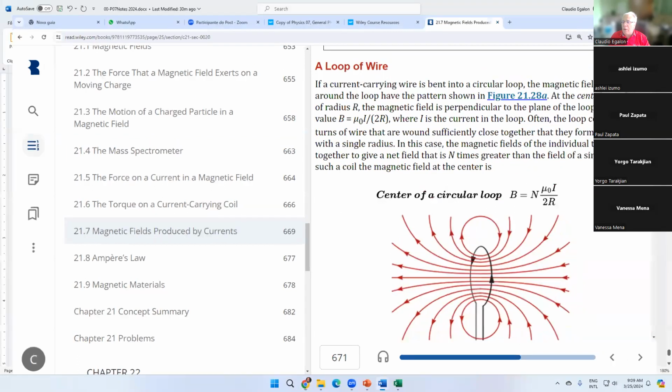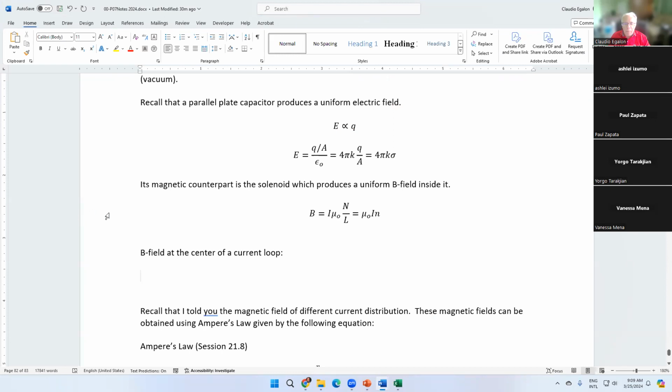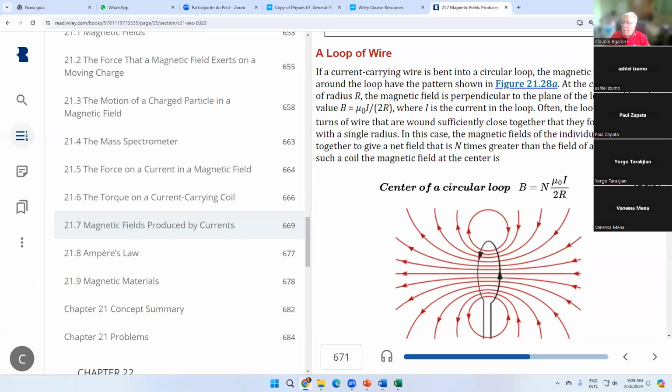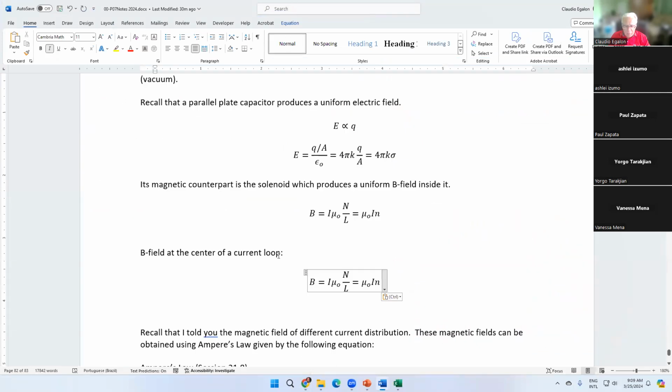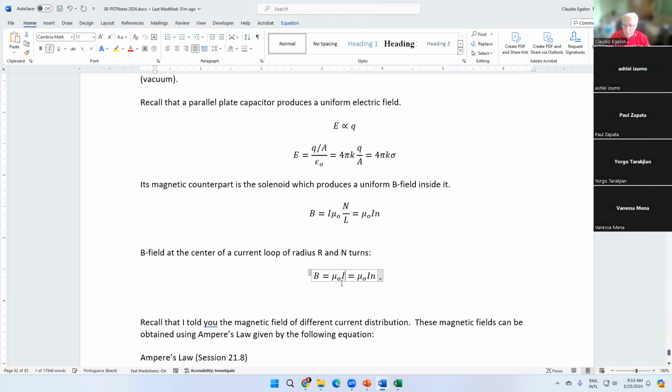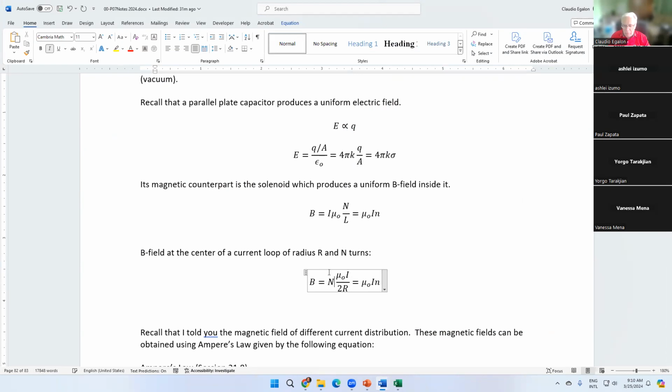So I'm going to write down this equation. We also have the counterpart for the electric field, but I'm not going to write that down here. N mu naught I: the B field at the center of a current loop of radius r and N turns. What that's going to be, don't forget, is always proportional to I. It's going to be divided by two, and then we have the number of turns right in here.